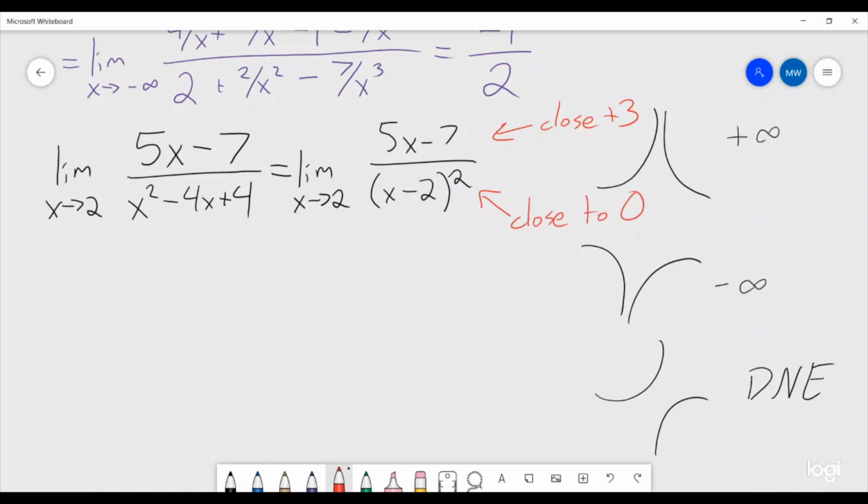But the important thing to notice is it's x minus 2 squared. So that means no matter what number we're putting in, it's always going to be positive. So this is getting close to a positive 0. So we're really dealing with a 3 over a positive 0. So this is going to positive infinity, and it's going to do that from both sides. And so that's one way that you can think about this. These are the sorts of limits that you might see.